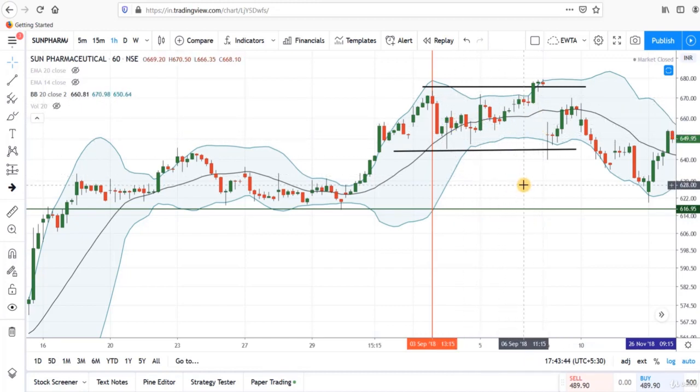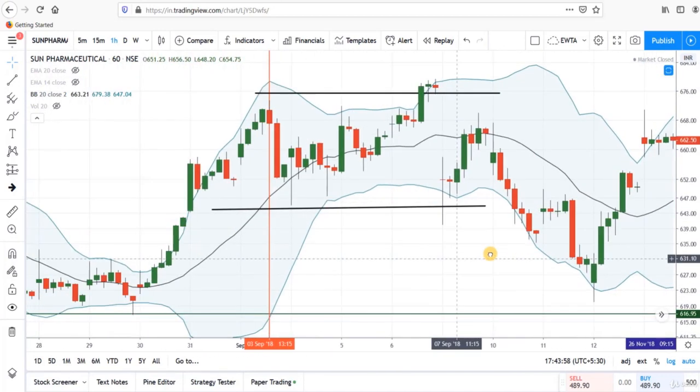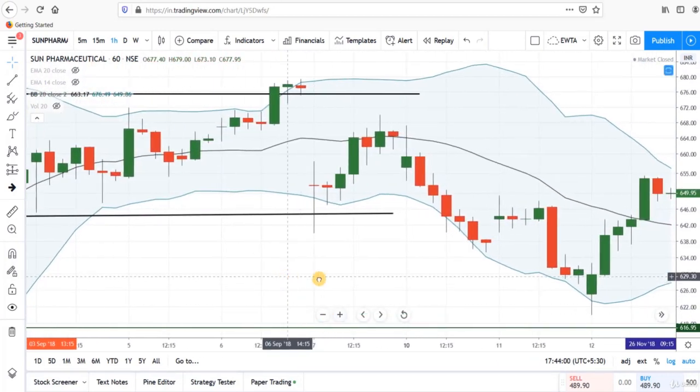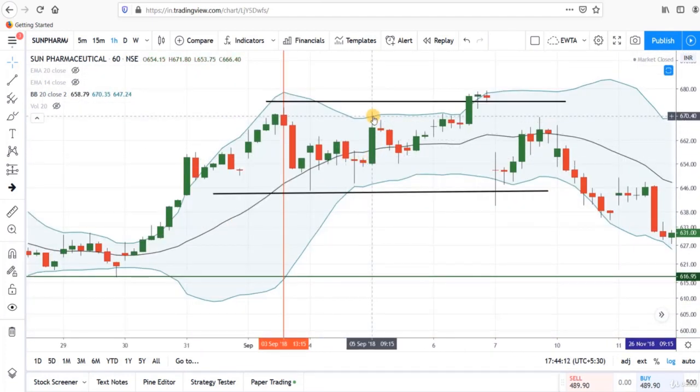Now some people say when Bollinger Bands move sideways, then we can buy the stock when prices touch the upper band and we can sell the stock when prices touch the lower band. It is very risky to trade like this, because you can see in this case, here prices are touching the upper Bollinger Band. So if we sell the stock here, you can see prices are not touching the lower band and we even get one more candle above our entry point.